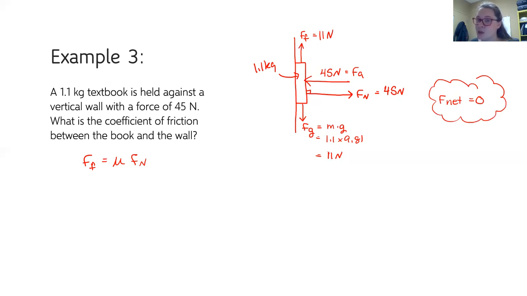Now that we have that information, we can calculate everything here. We know our force of friction. The force of friction is opposing gravity. It's 11 newtons. It's equal to mu, which is our coefficient. That's what we want to find. And times the normal force. The normal force we found was 45 newtons. Divide both sides by 45. 11 divided by 45 gives us a coefficient of friction of 0.24.